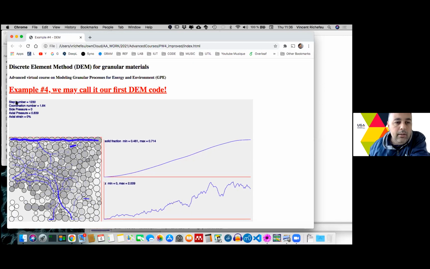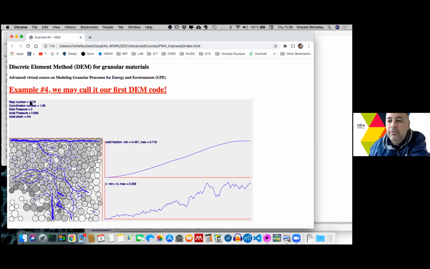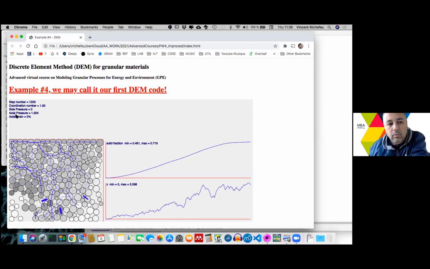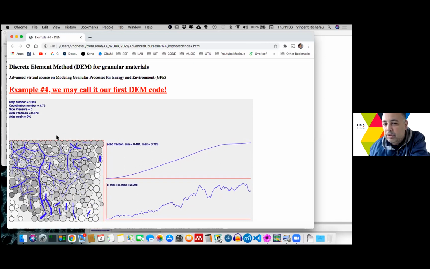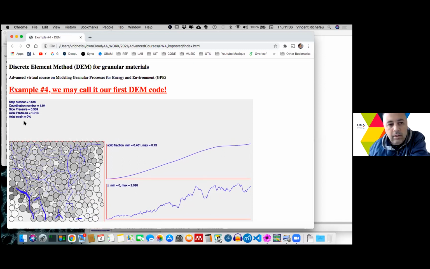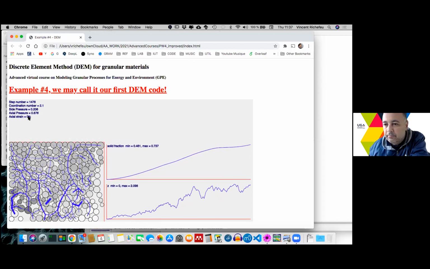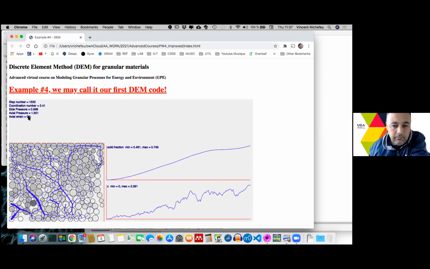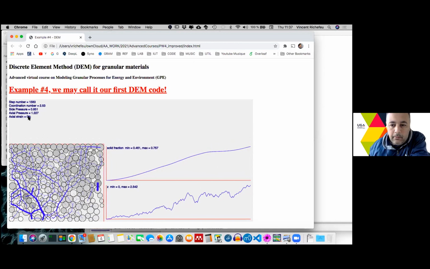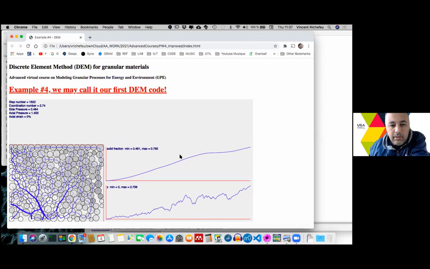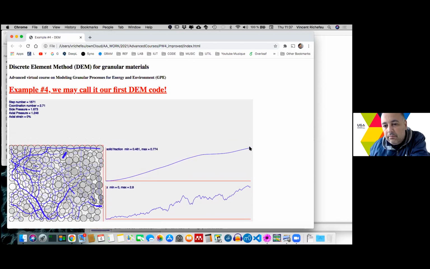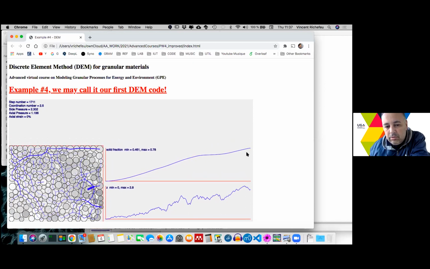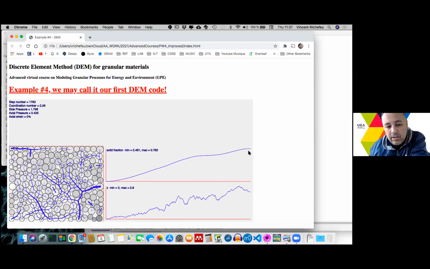Okay. We've got the coordination number here, the time step. And when the step number reaches 4,000, we'll go to biaxial compression by imposing velocity here. So the axial strain will increase. But before, here we are coming to something which is nearly stable. It will be more stable.